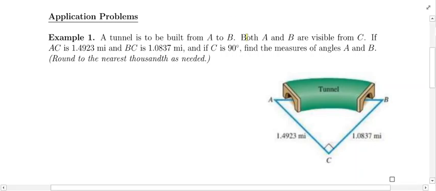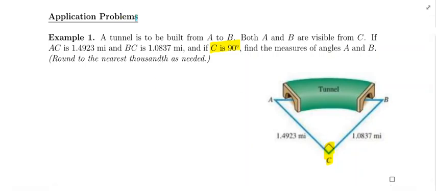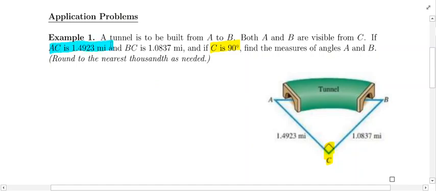So to start off here, you see the points A, B, and C. We know that C is a 90-degree angle, and that is indicated by the little square here. We are told that the length of AC is 1.4923 miles. That is labeled right here. So that's the length of this line segment from A to C. And then we also know that BC is 1.0837 miles. And that's this line segment over here. It is also labeled for us.